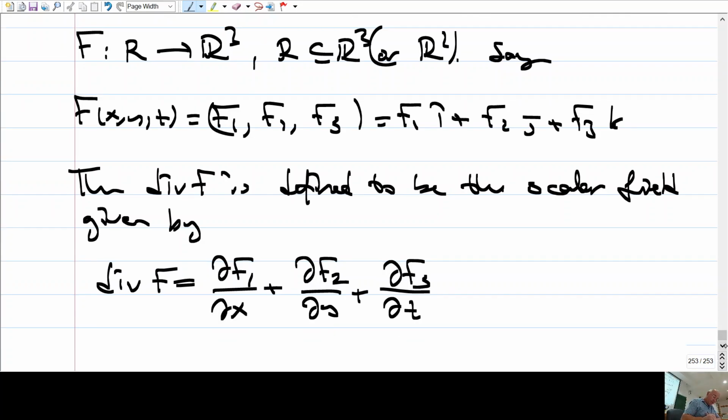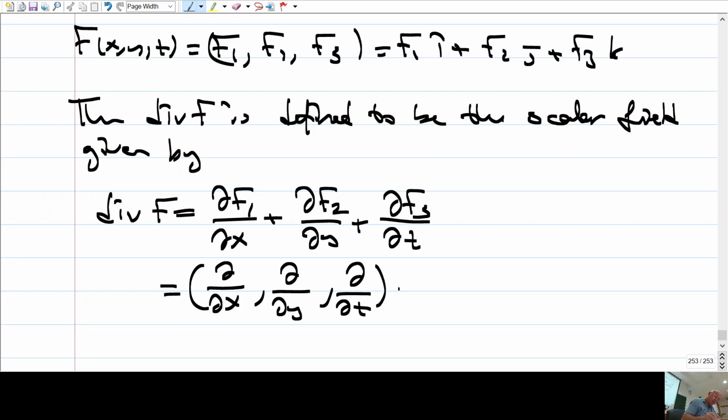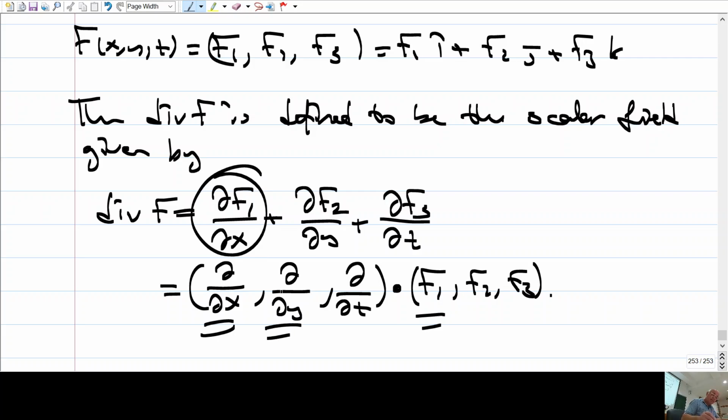A notation for this is the following. We write it this way. So we write, this is just a notation, nothing but a notation. Consider this as a vector and take dot product with f1, f2, f3. So when you take dot product, del x of f1, which is this gadget, del y of f2, this gadget, and del z of f3 is this one. Okay? So this is just a notation. But it's a convenient notation. Okay?